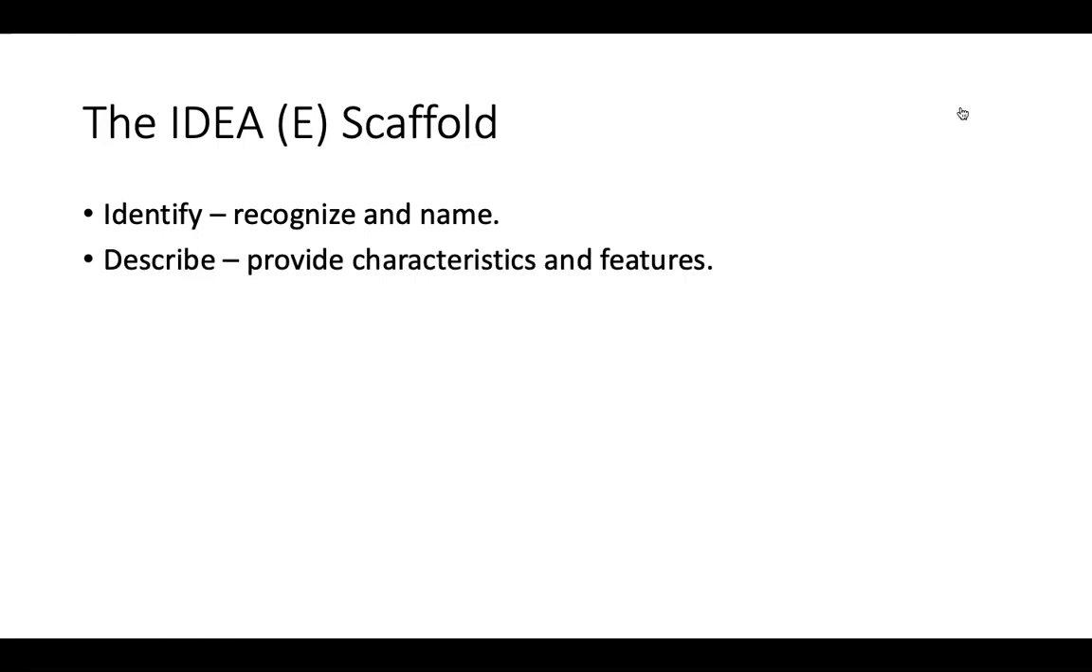So the scaffold that I want to talk about is the IDEAE with an E scaffold, which is part of the alarm matrix that you might be familiar with. Now, each of these letters stands for a word. The I stands for identify, and identify means to recognise a name. It's one of the lower level verbs that you might see in an end of year exam question. The D stands for describe, which is to provide characteristics and features of the thing that you've identified.